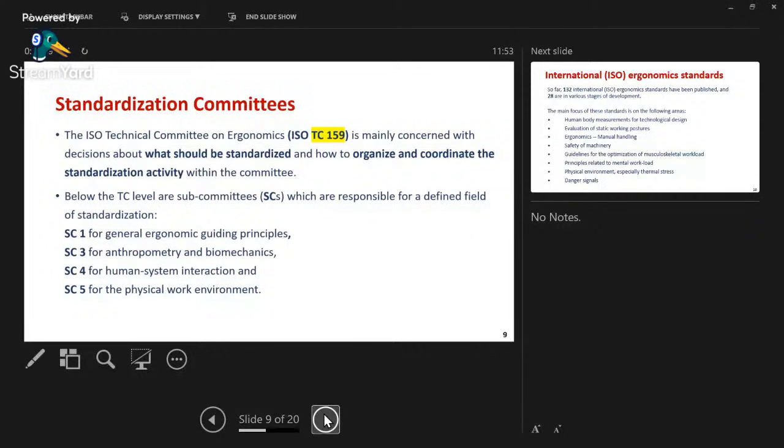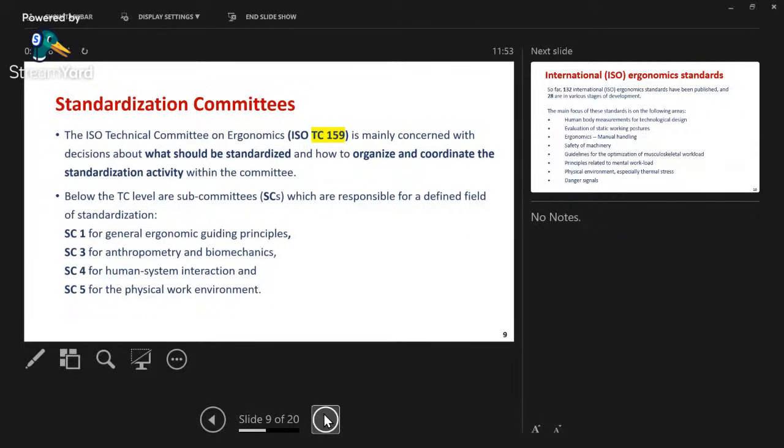So these subcommittees are of different types. It's on the general ergonomic principles, on anthropometry and biomechanics, for human system interaction, physical work environment, and so on. These are the basic areas of interest. For example, anthropometry and biomechanics is one thing which we are very interested in. For example, for the addition of Indian anthropometric data into the international standards, the development of standards for force which are different for us and which have never been incorporated into the international standards.